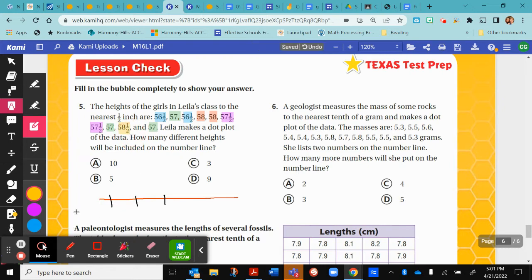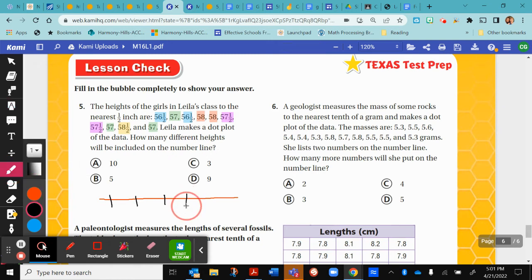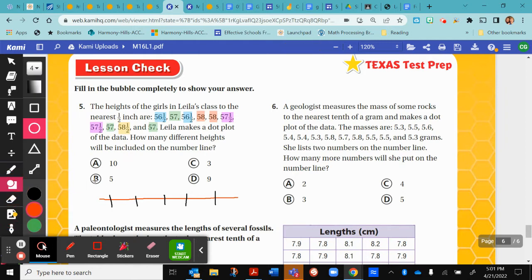So how many different heights will be included on the number line? That's right, it's going to be 5. So good job. So let's go over here. So it's going to be 5. Make that a big O dot. And that's our answer. All righty.